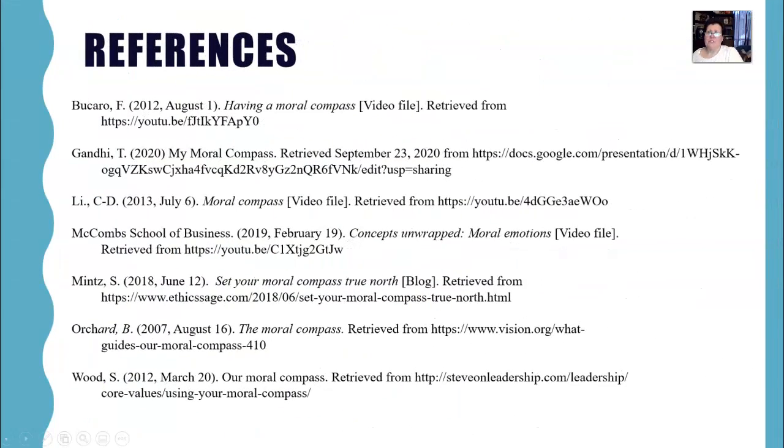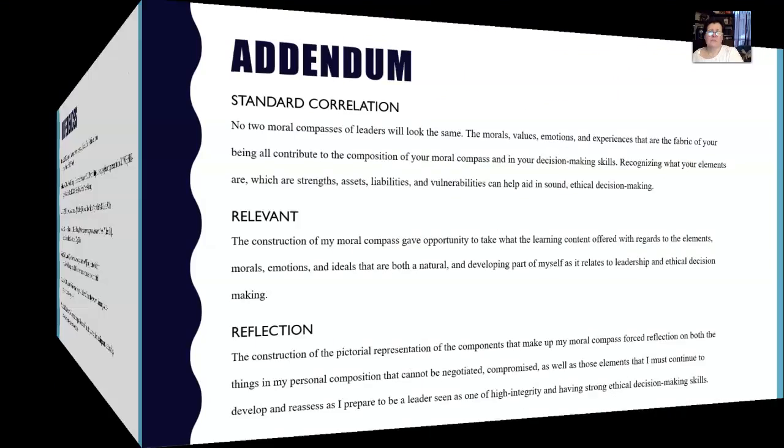So these are the references that I used. They are our reading content, and then I also included myself as a reference, since the moral compass was a pretty significant part of what this assignment was.